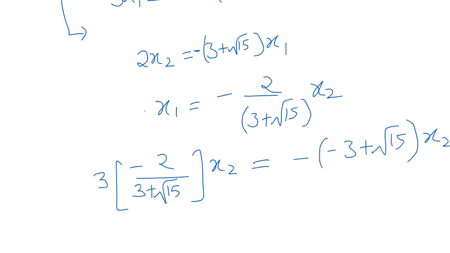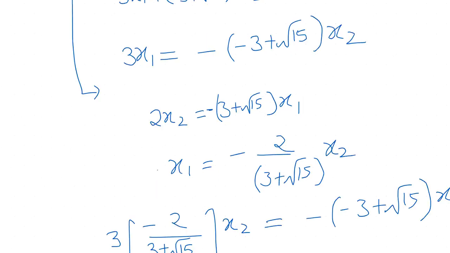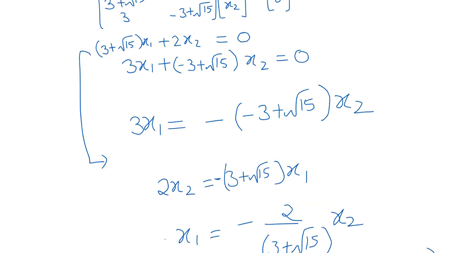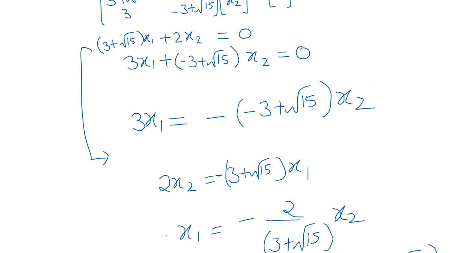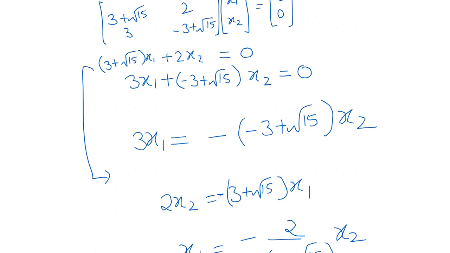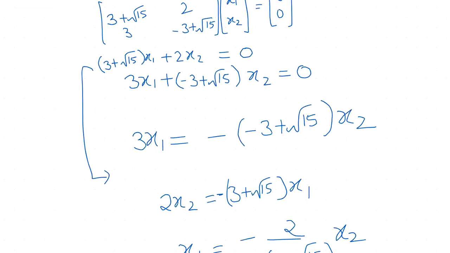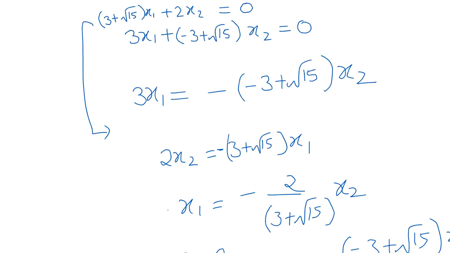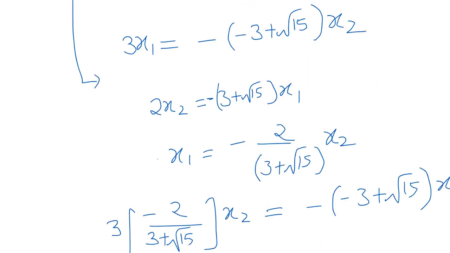One second. Something is missing. Because we need to find only a relation, because we can't find a certain value. In eigenvectors, we can't find a certain value. So we can conclude from here.